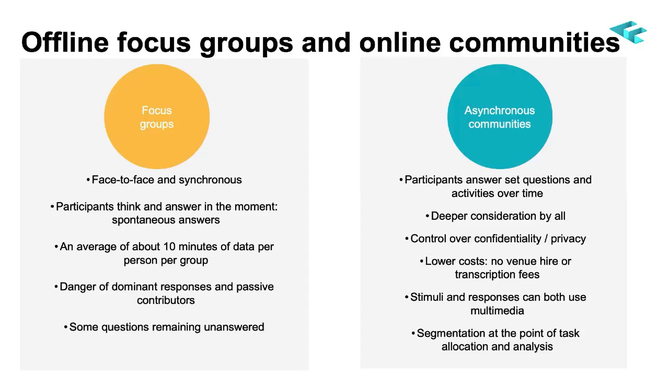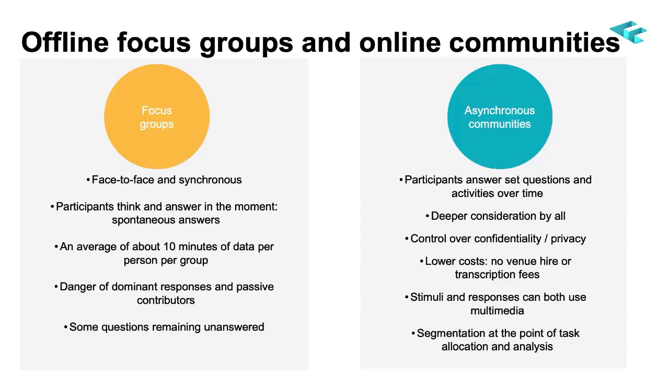In a focus group of typically 90 minutes and typically 8 people, assuming that the first 5 minutes are introducing the topic and the last 5 minutes are about wrapping up and summarizing and managing incentives, you're left with 80 minutes of discussion, which divided by 8 people gives you about 10 minutes of data per person per group. And that's an average, but of course we all know that there's a danger of dominant responses and of some passive contributors. With all the best will in the world, this is very difficult to control consistently, which means that some of your answers are inevitably going to remain unanswered or dominated by some more talkative participants.